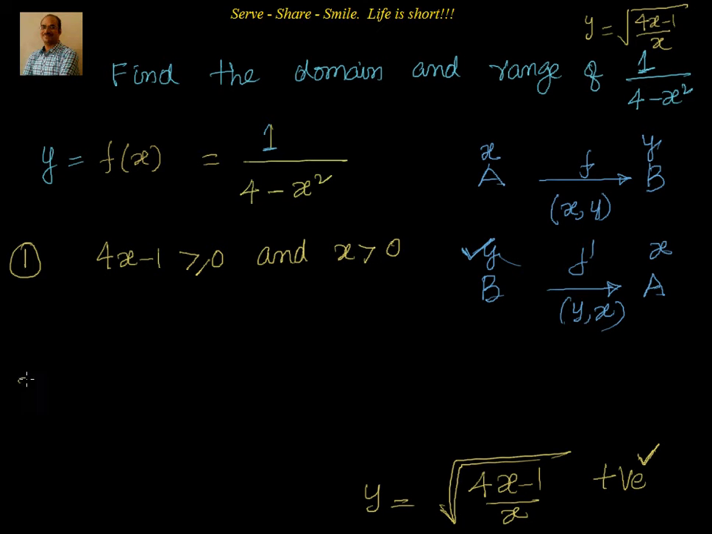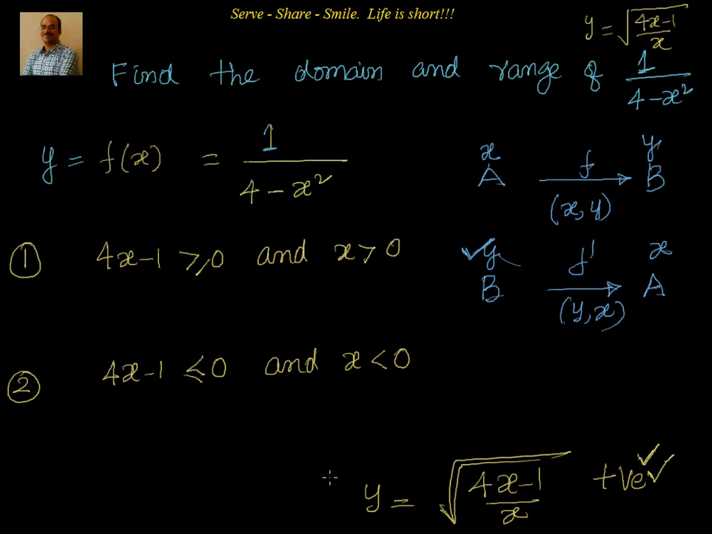Is there any other scenario? The other scenario is when both of the values are negative. So 4x minus 1 is less than or equal to 0, or can I say less than 0, and also x is less than 0. In this case, both are negative. Negative by negative will be positive. That is the second scenario where I can get it.